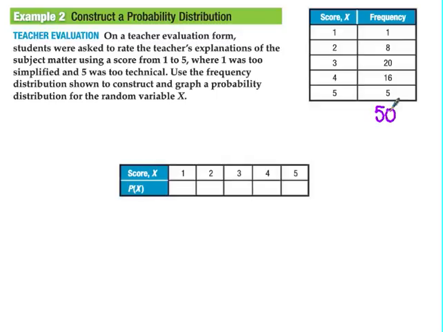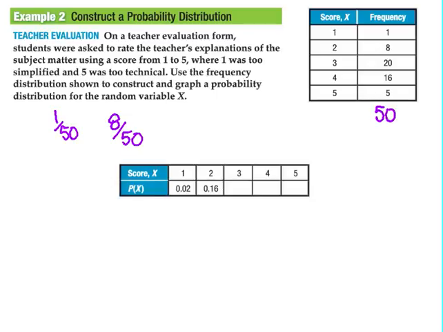The first one, a score of 1. How many people rated this teacher with a score of 1? 1. So my probability will be 1 out of 50. I'm going to simplify that and write it as 0.02. So 1 over 50 equals 0.02. Now the next one, for the score of 2? 8 out of 50, which would be 0.16. Very good.